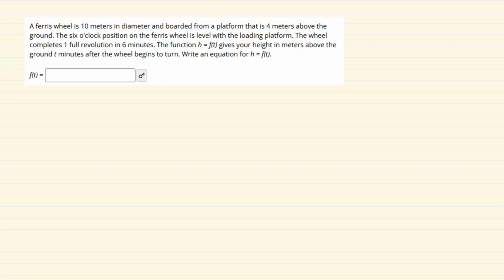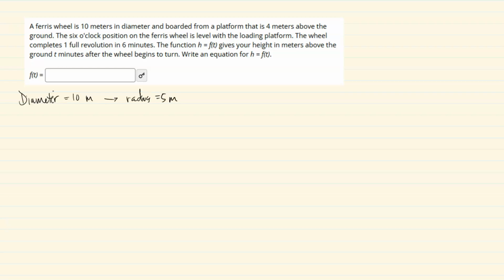Okay, so this will follow a function. This will be either a sine or cosine function. Let's go ahead and determine that in a little bit. Let's just write down some of the key information from this problem. Okay, so the diameter of the Ferris wheel is 10 meters. So this tells us that the radius is equal to 5 meters.